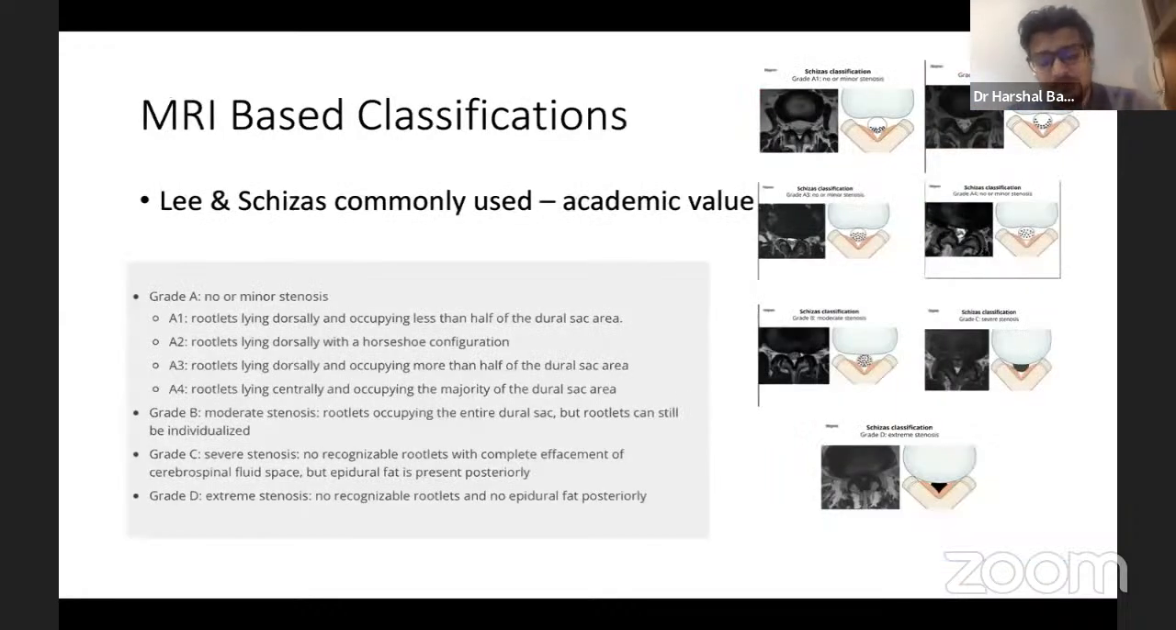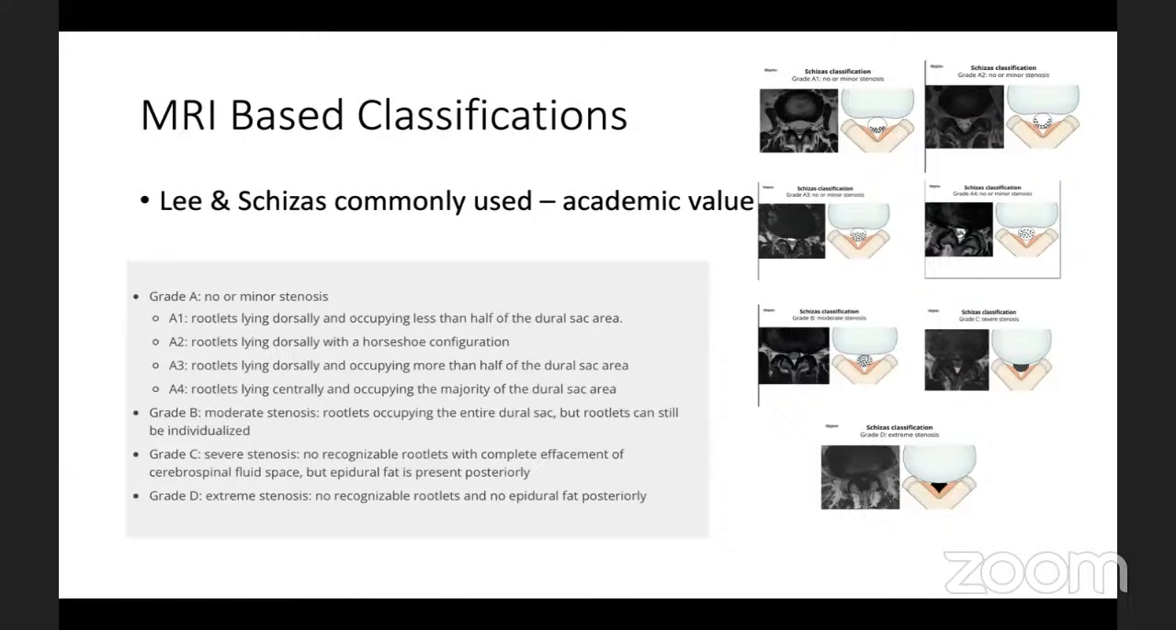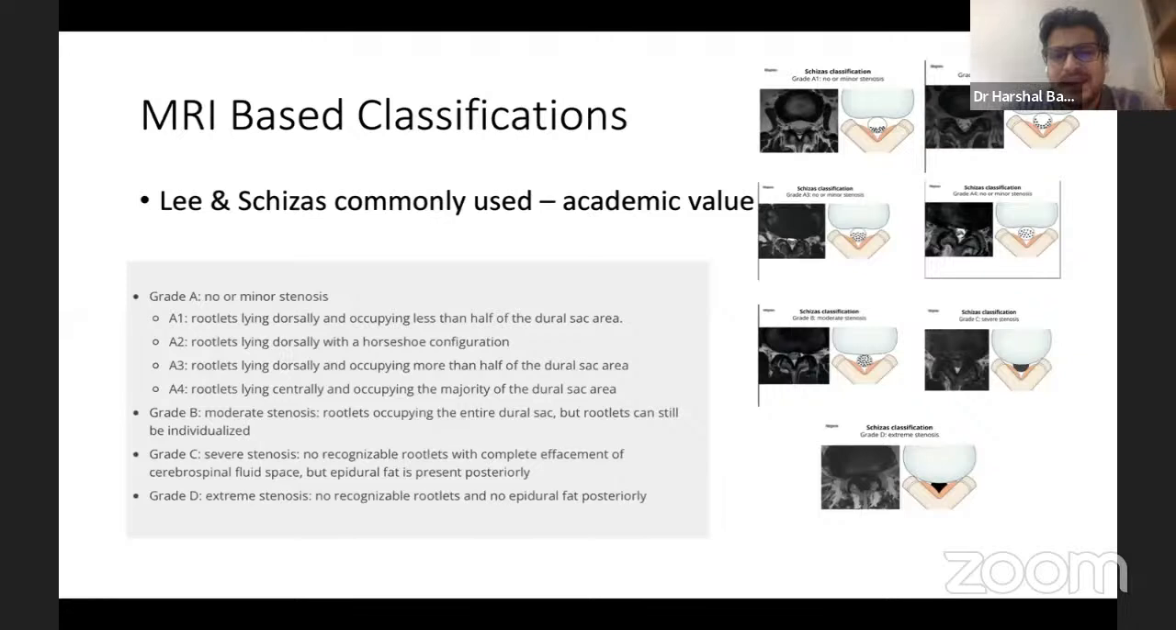MRI-based classifications have been proposed, the most common being Lee and Schizas. This basically depends on the footprint of the dural sac on an MRI and the lateral recess. This is also of academic value and doesn't affect my decision making, but I'll be happy to hear some other views if there are any from our panel.